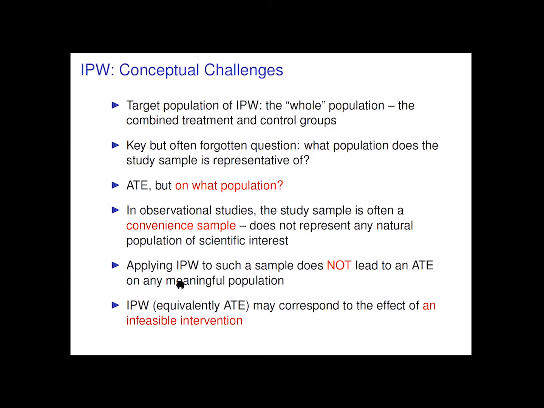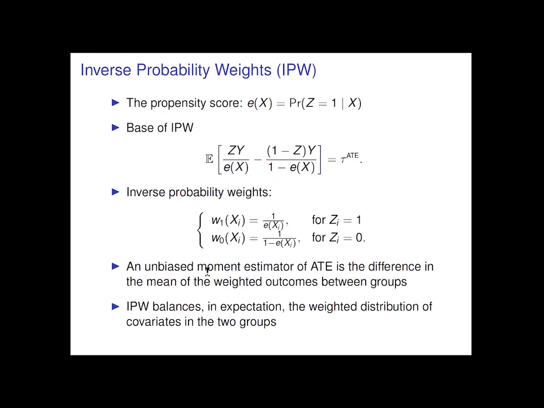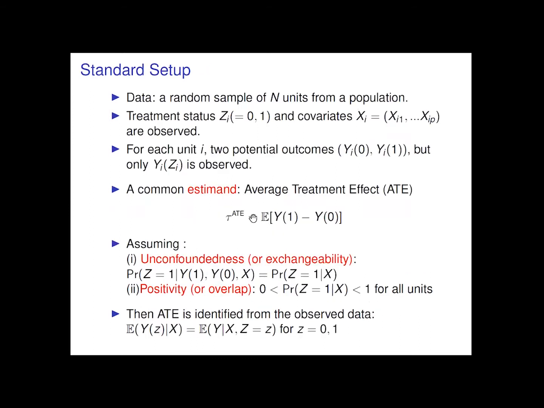So in that case, when your study sample is a convenient sample, then applying IPW does not lead to an ATE for any meaningful population, right? So that's one thing. Another thing is, often I talk to my physician collaborators. They don't write down this ATE formula, right? They say that this estimate doesn't make any sense, because for a lot of patients, they know exactly which way the patients cannot hypothetically switch treatment.